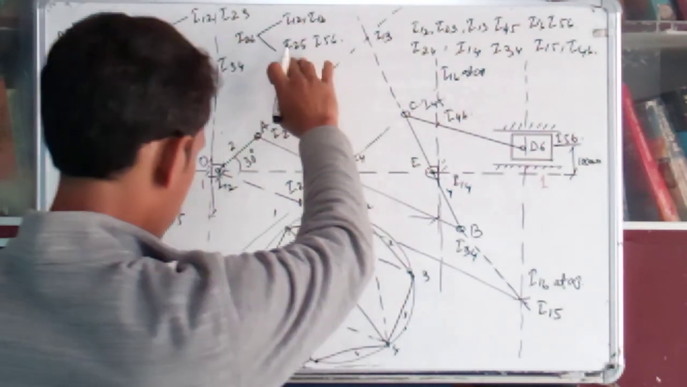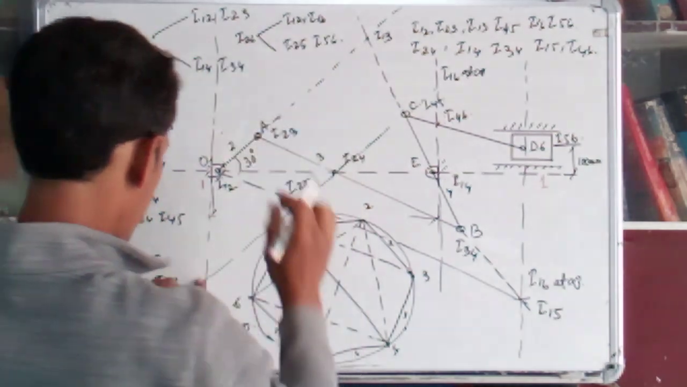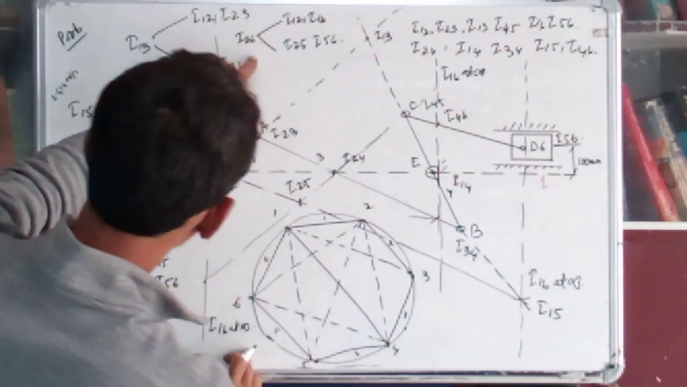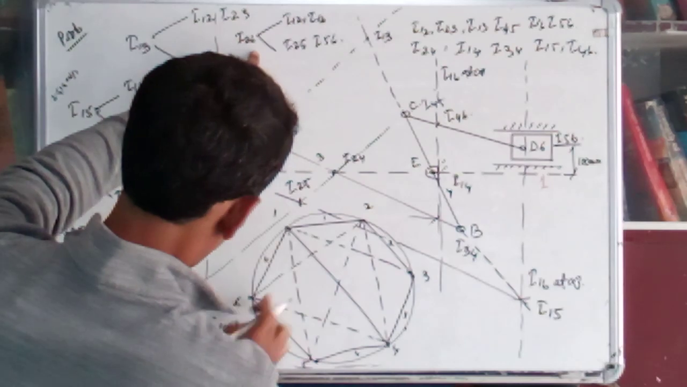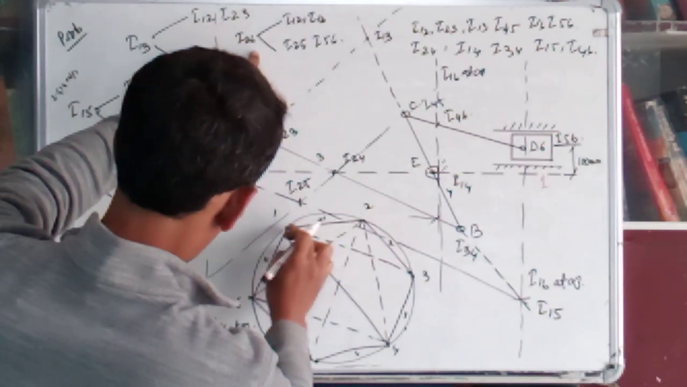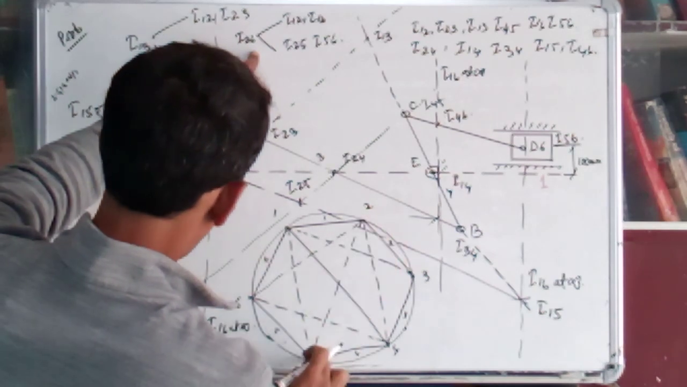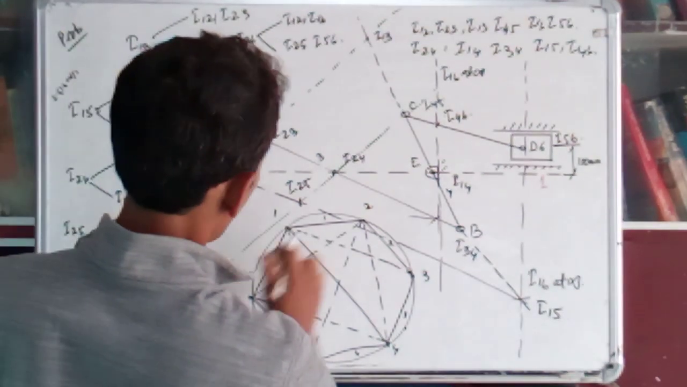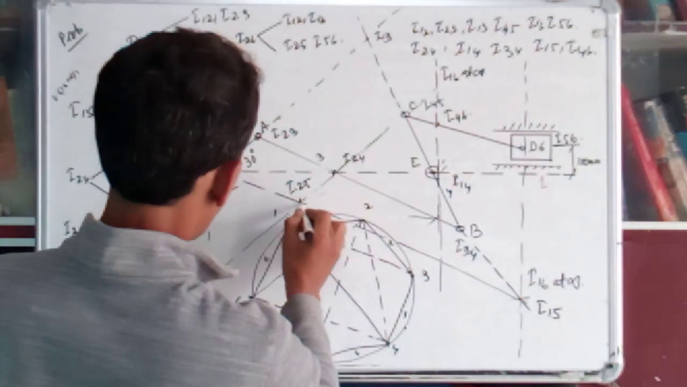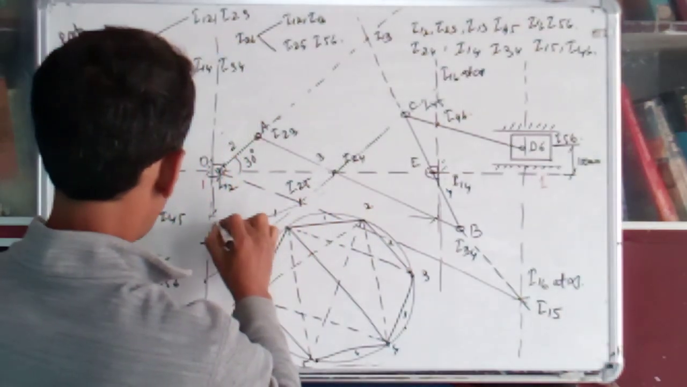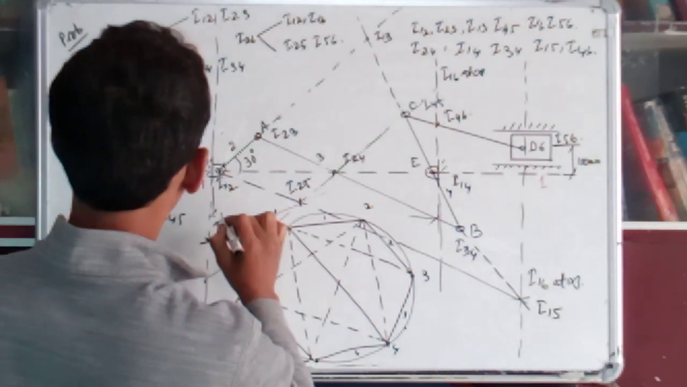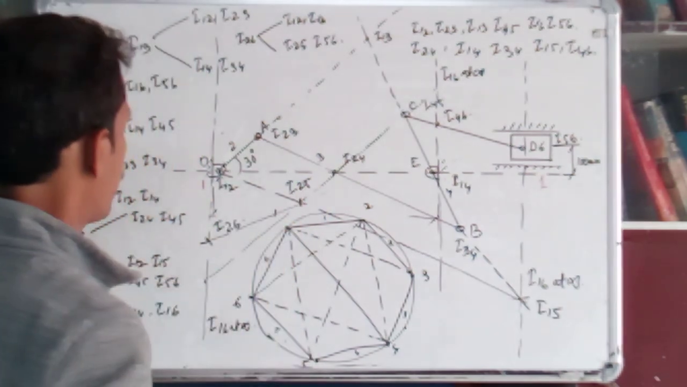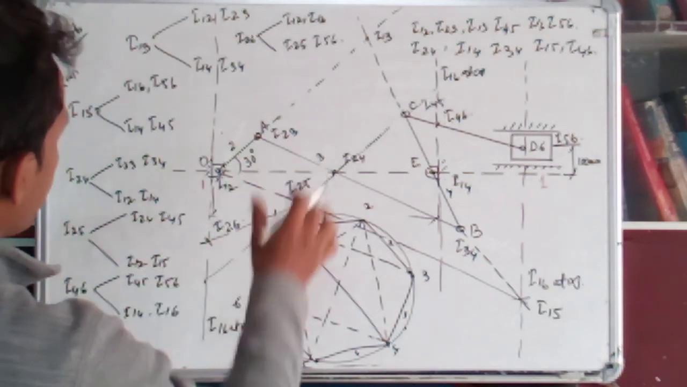I26 is in between I12, I16, and I25, I56. So you can join this line, and it will be here, I26. Okay, so in that way we can find out the different instantaneous centers.